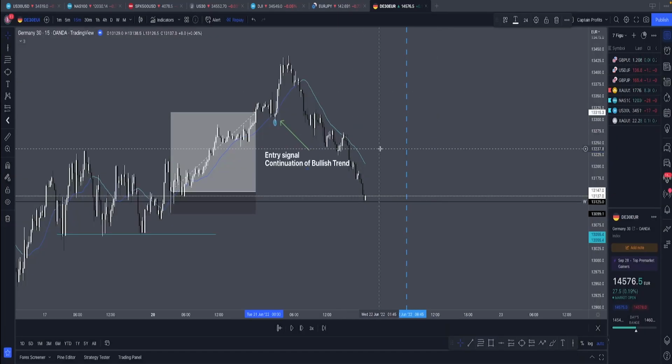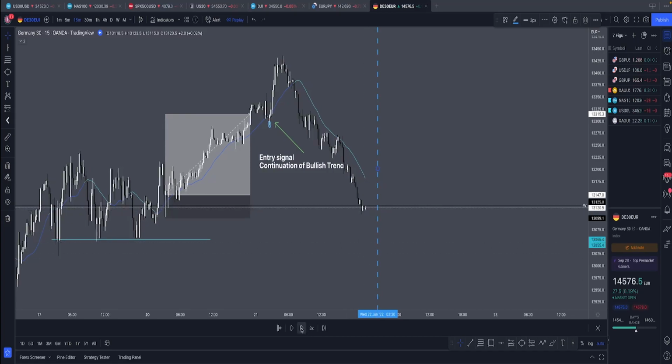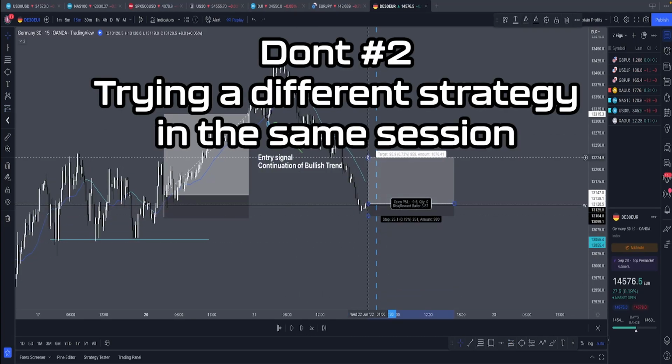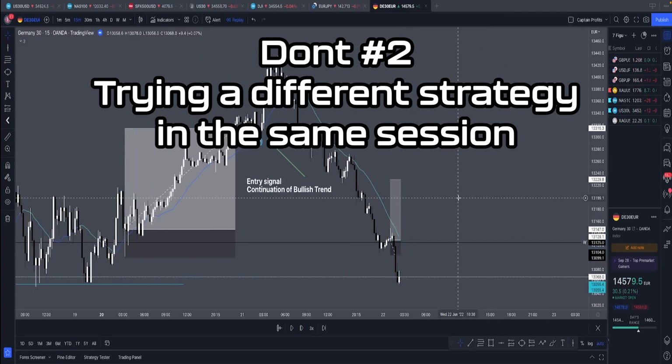Sure, in a live market, you can give your trade a second chance, but this isn't about that. This is about testing your strategy. Don't try a different strategy in the same backtesting session. You need to give a strategy a fighting chance. You can easily have one win make back 3 to 4 losses.